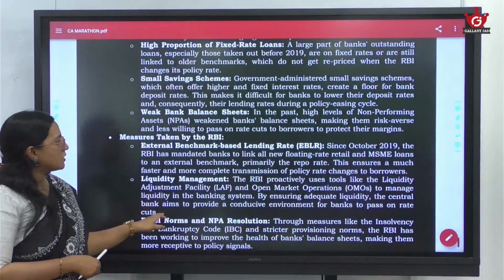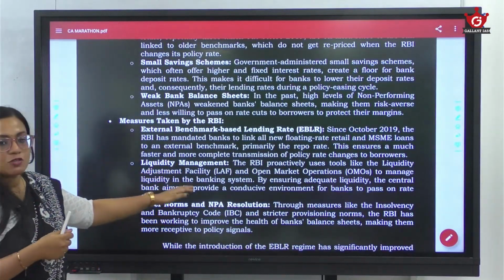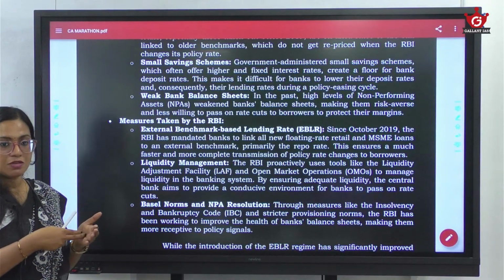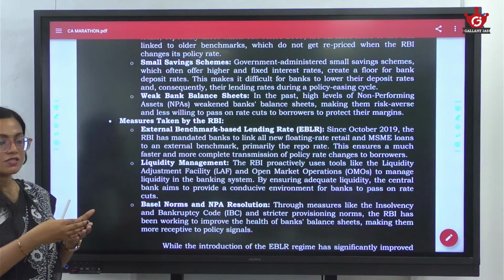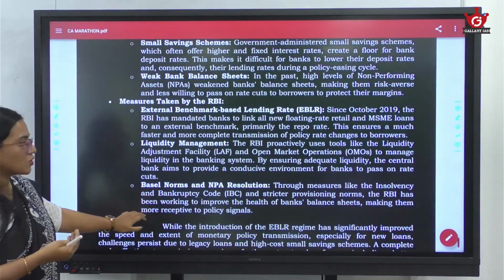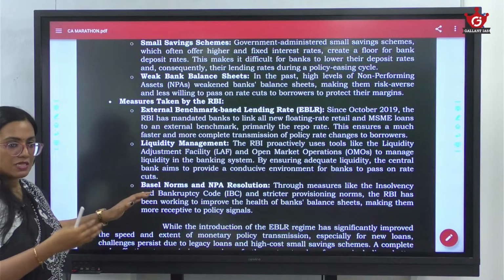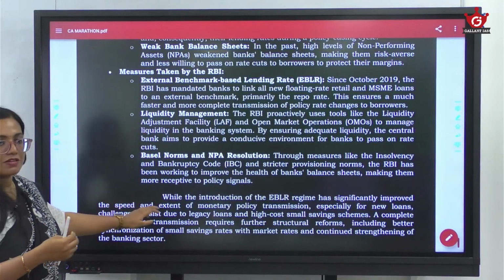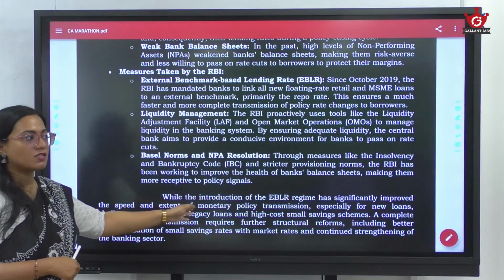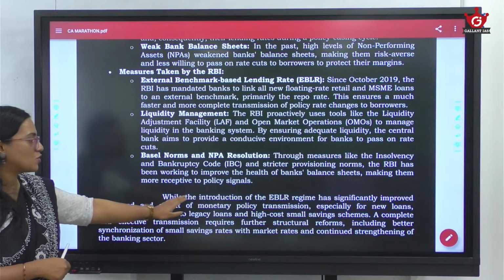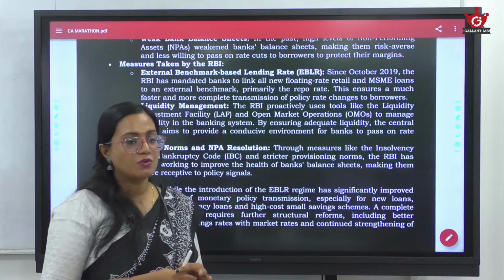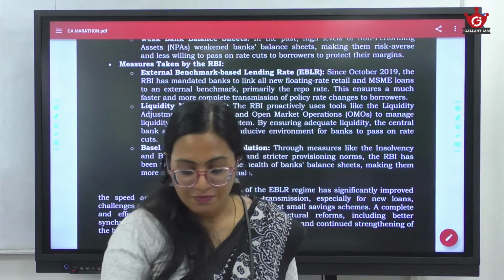Now, what are the measures taken by the RBI? One is the external benchmark for the lending rate. There is a conflict between the external benchmark, like the global benchmark, and also the Indian benchmark. So our rate should be fixed according to the external benchmark. Then liquidity management: how can we use open market operations to fluctuate the liquidity in the economy? Then Basel norms and NPA resolution. Basel norms are banking related norms, and how can we align these Basel norms with NPA resolution in our country? So this is how you frame an answer to different sections of the question.